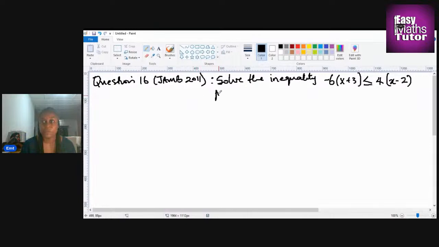Now the options: A, x is less than or equal to 2. B, x is greater than or equal to minus 1. C, x is greater than or equal to minus 2. And D, x is less than or equal to minus 1.